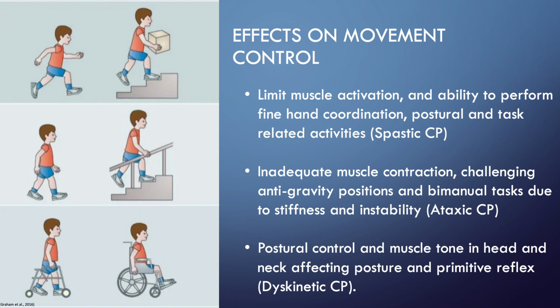Affected lesions in the corticospinal tract can prevent muscle activation, limiting the ability to perform fine hand coordination and postural-related activities. Inadequate muscle contraction makes anti-gravity positions and bimanual tasks more challenging. Lack of head and trunk postural control affects an infant's primitive reflex and posture. And all these impairments can be present within a child with CP to a degree, resulting in limited movement.